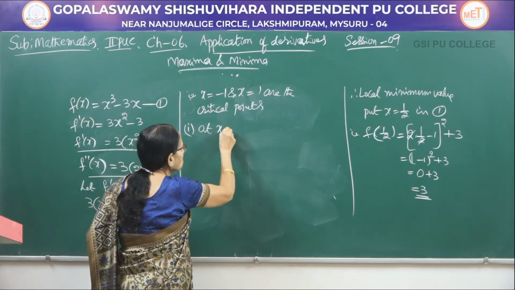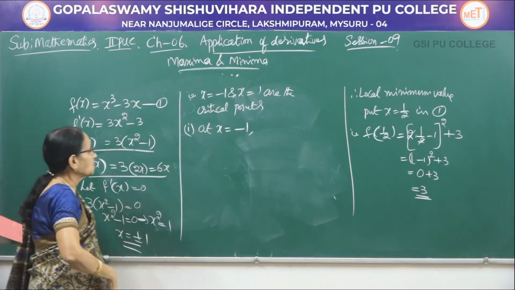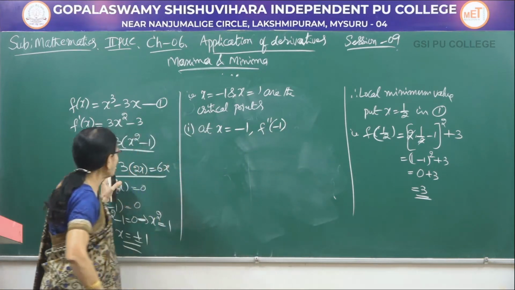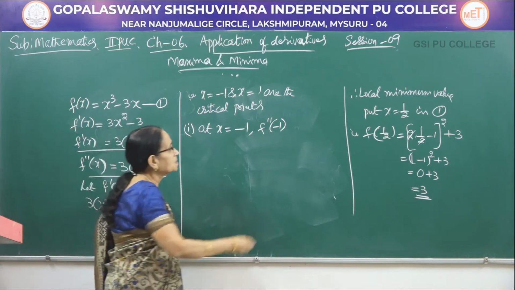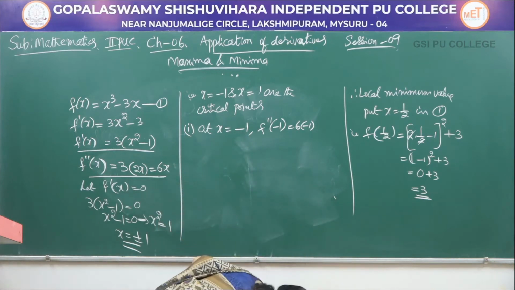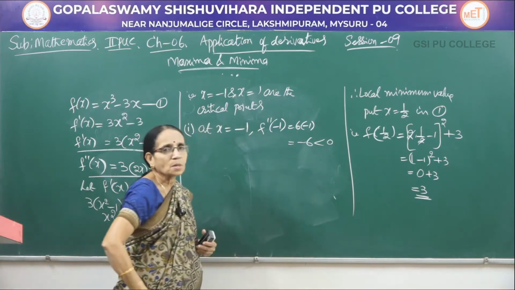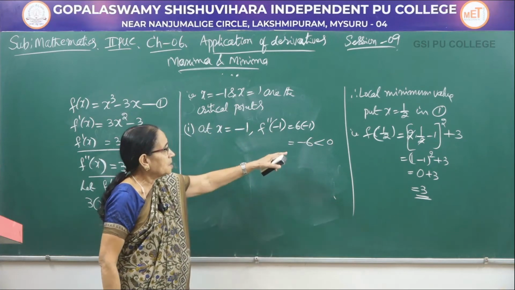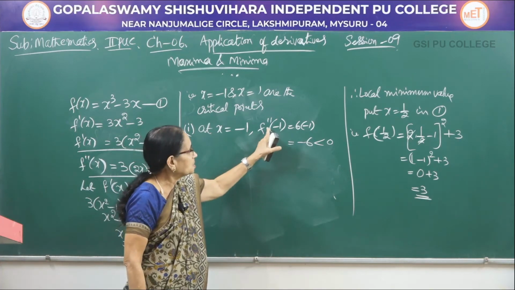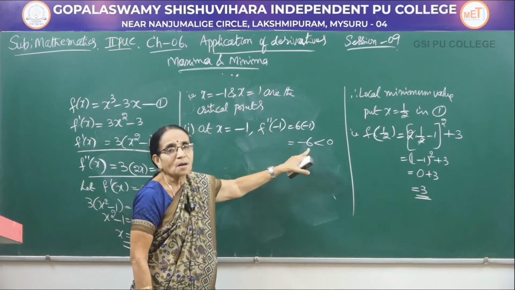Like at x is equal to minus 1, I am taking this one. Consider the second derivative, that is f double dash minus 1. What is f double dash here? 6x, that is it is equal to 6 into minus 1, that is minus 6, less than 0. Minus 6 less than 0. See here, don't worry about the value. We are interested only in the sign. So the second derivative, when x takes the value minus 1, the second derivative is minus 6 less than 0.